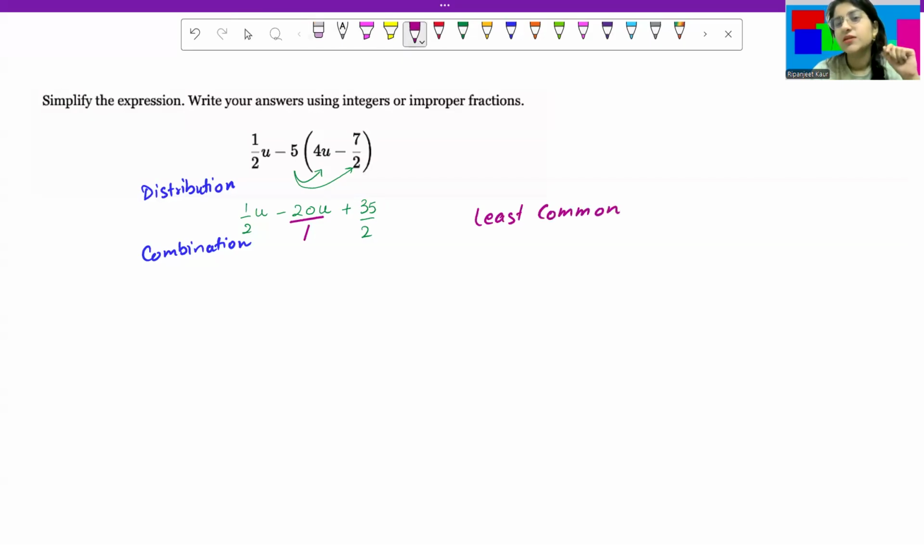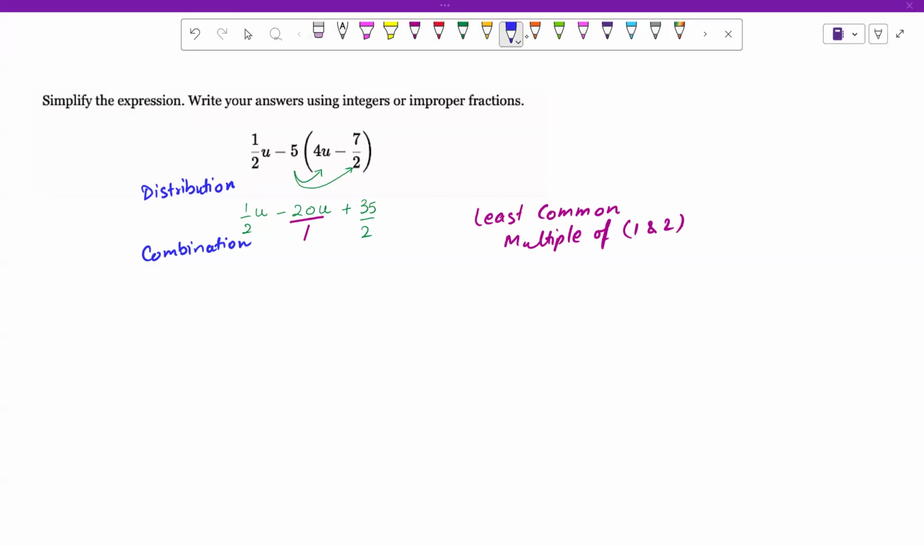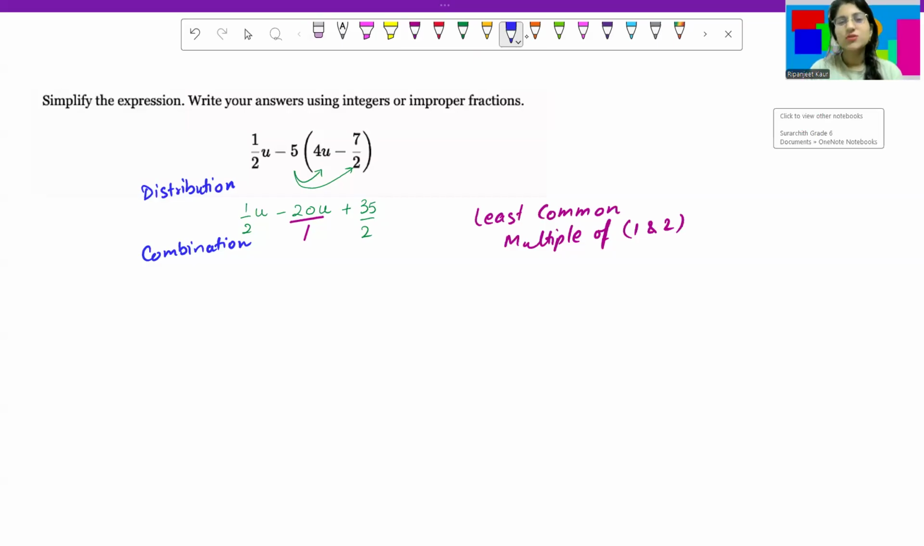We find the least common multiple, LCM, of 1 and 2. What is the least common multiple of 1 and 2? Remember how to find it? You have to list them out. Yes. 1, 2, 3, 4, right? Yes. What is the least common multiple? 2. So in both denominators, we actually need 2.